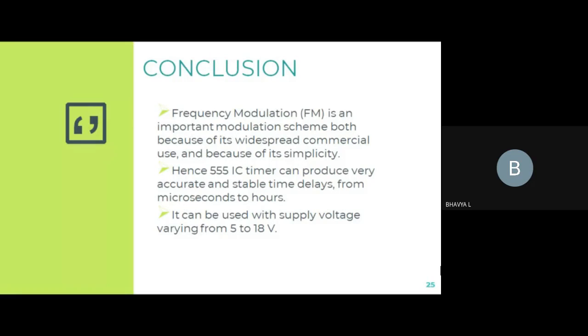Conclusion. Frequency modulation is an important modulation scheme because of its widespread commercial use and its simplicity. Hence, the IC555 timer can produce very accurate and stable time delays from microseconds to hours. It can be used with a supply voltage varying from 5 to 18 volts.